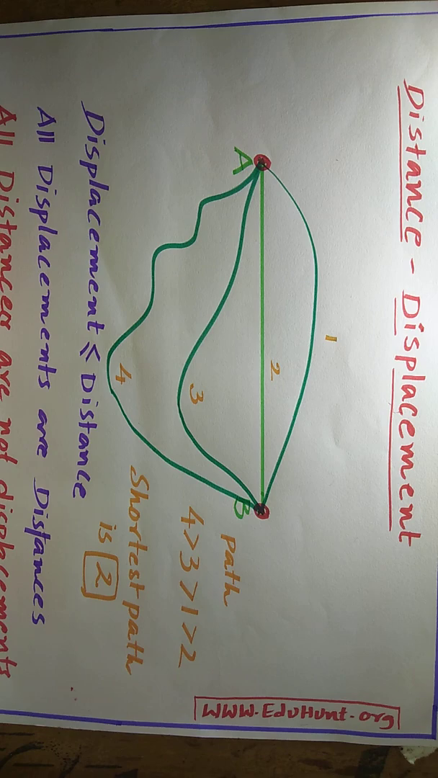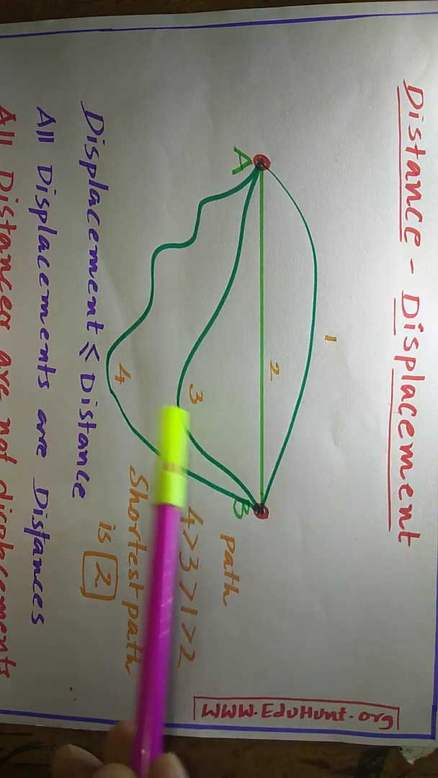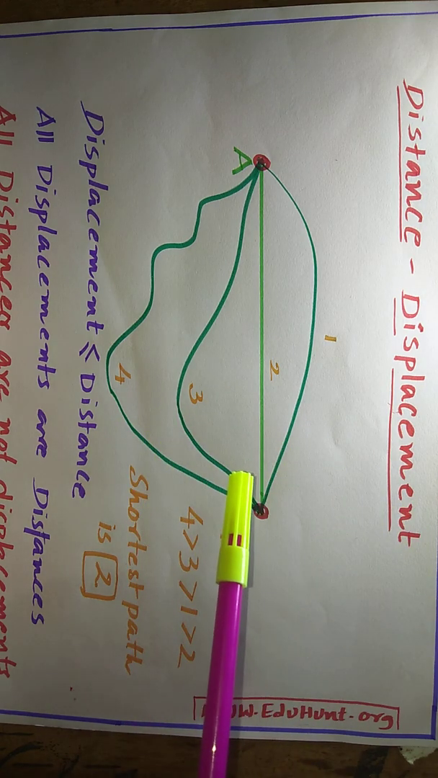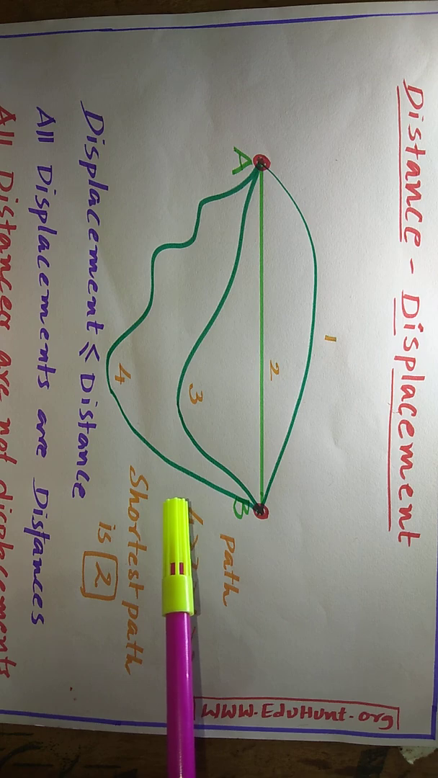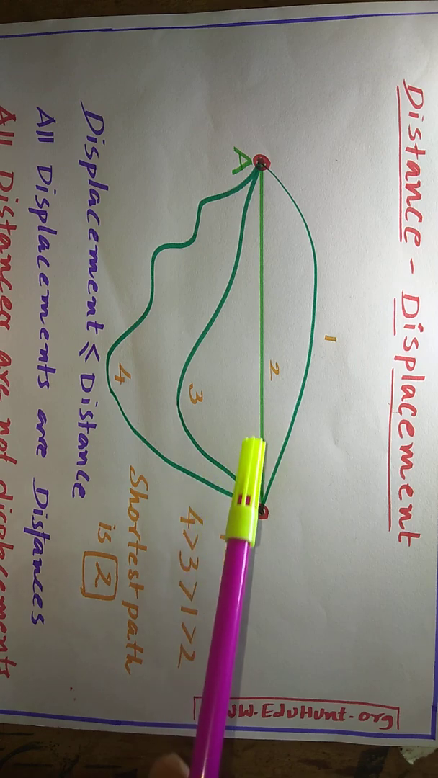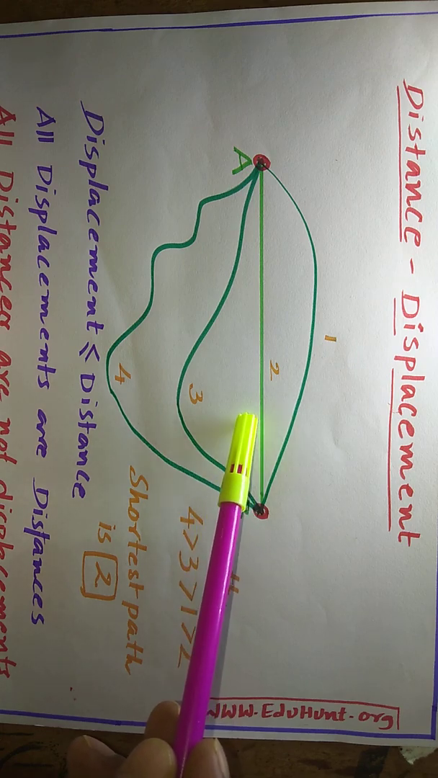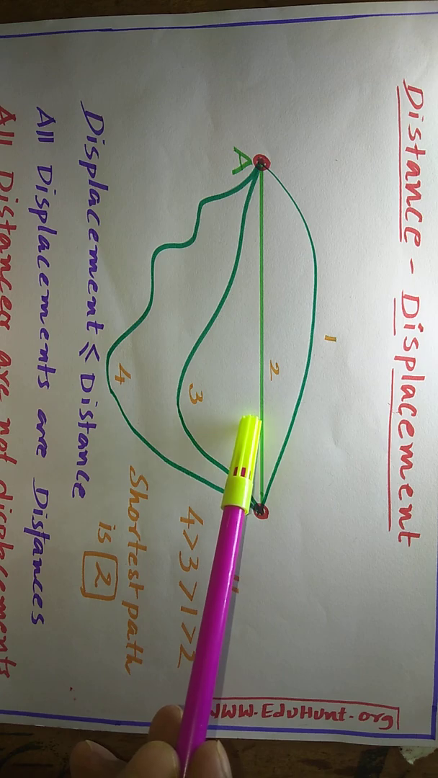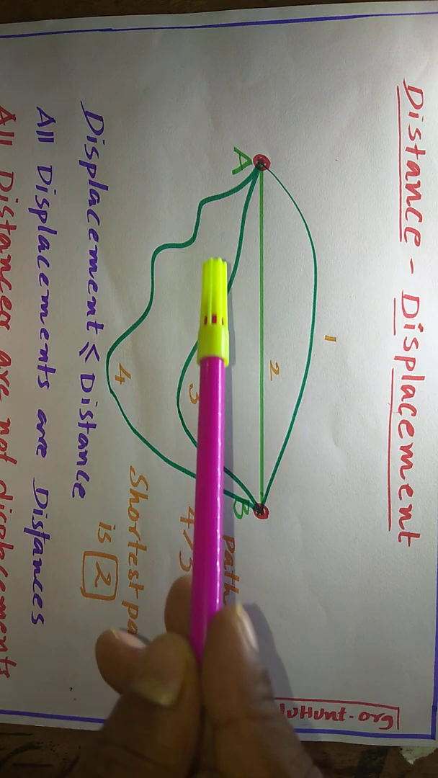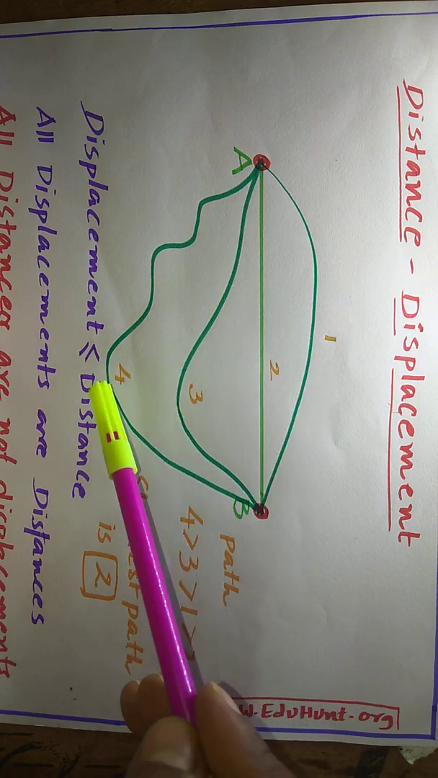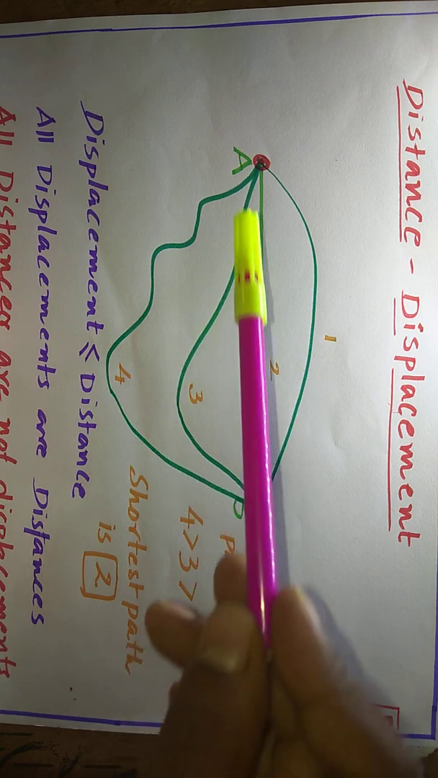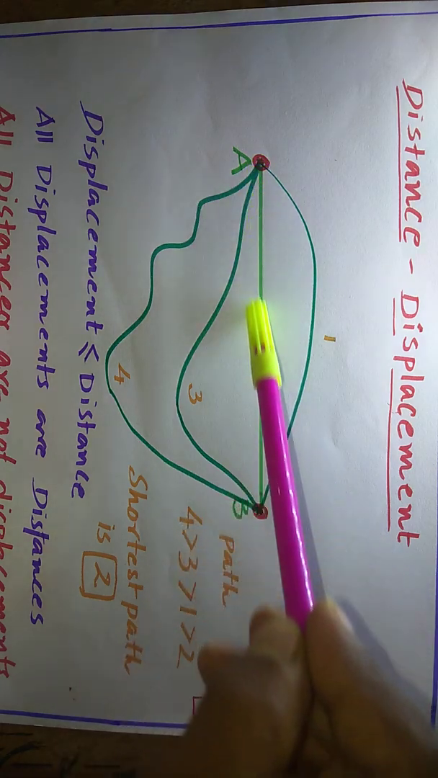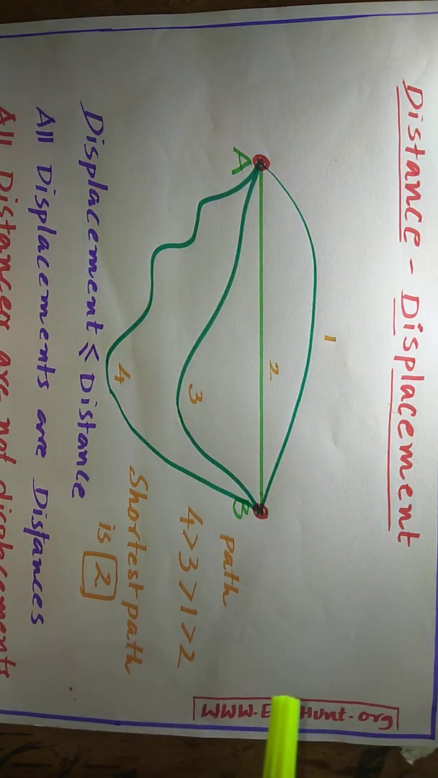If you observe paths 1, 2, 3, 4, among all the paths, one path is very special. Can you identify that? Yes, right. That is path number 2. This path number 2 is very special. Why is it very special? Because it is the shortest path among all the 4 paths. It is a straight line path.